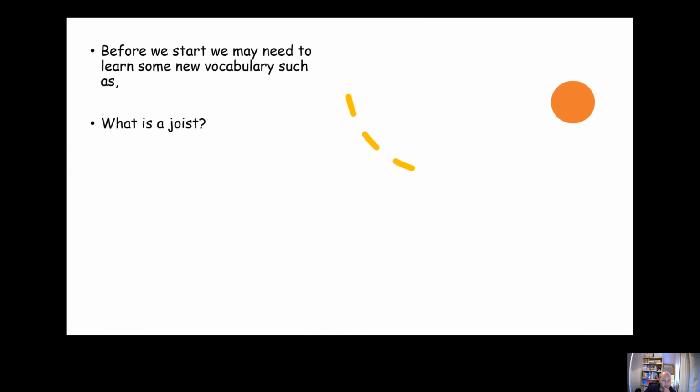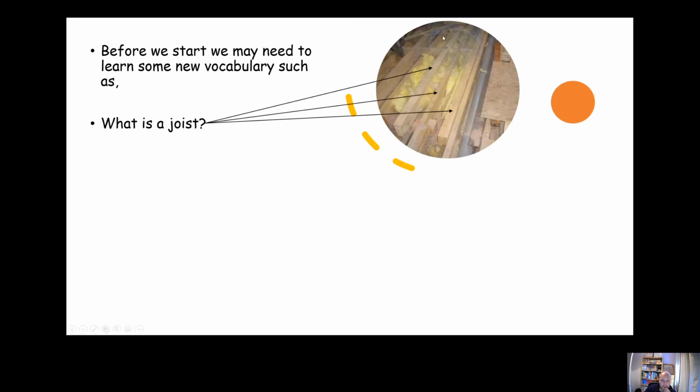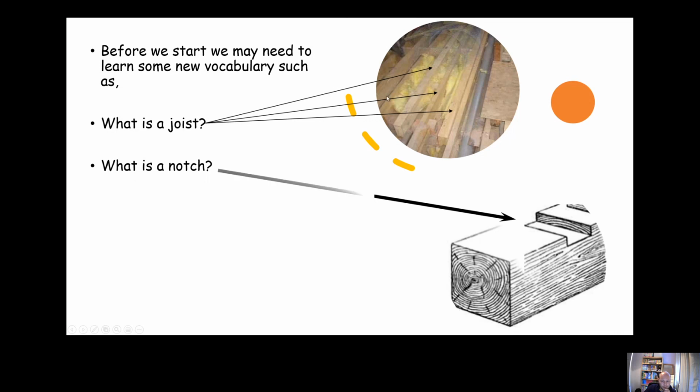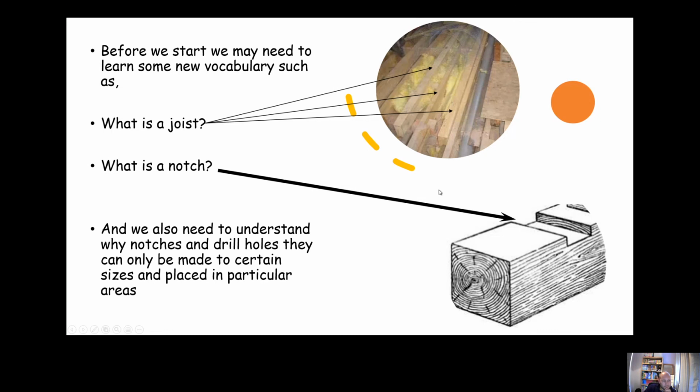So firstly, we need to find out, well, what is a joist? Not everyone knows what a joist is. Joists are essentially these things here. What is a notch? Well, a notch is a little chunk that's been cut out of a joist, and I think we all know what a drill hole is. We also need to understand why notches and drill holes can only be made in certain areas and to certain depths, and it's all to do with essentially protecting the structure of the property, stopping it from cutting too far and potentially causing a collapse of the joist.